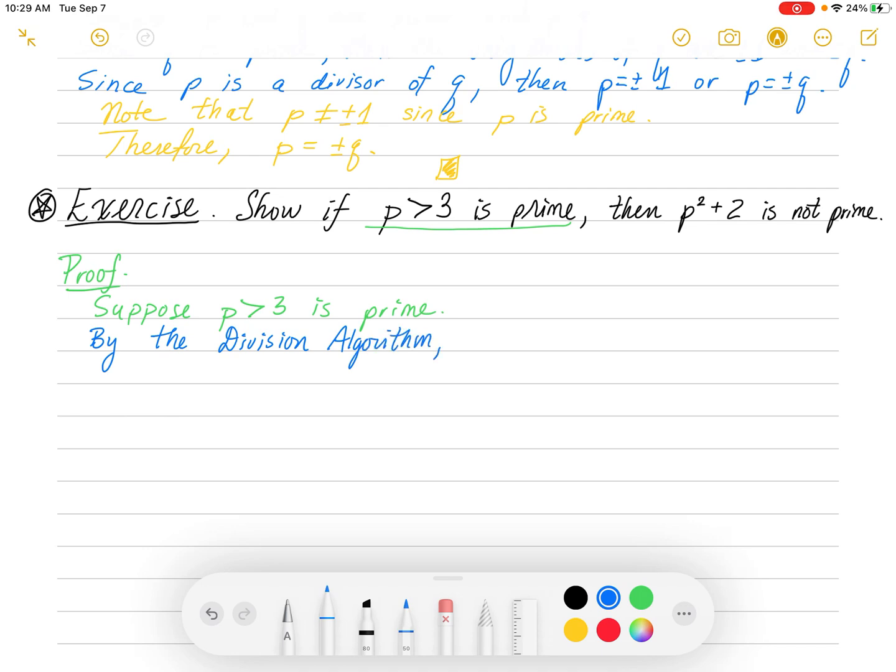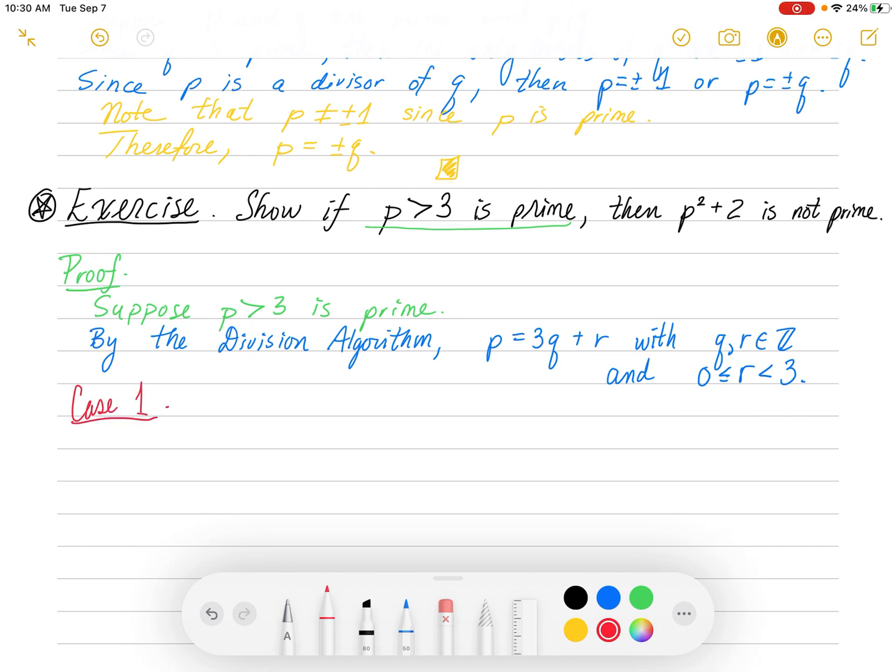So I want to divide 3 into P. I can write P as 3 times Q plus R, with Q and R integers, and R is greater than or equal to 0 and less than 3. That's the division algorithm. So basically we have 3 cases to consider: a remainder of 0, a remainder of 1, and a remainder of 2. So here's case 1.